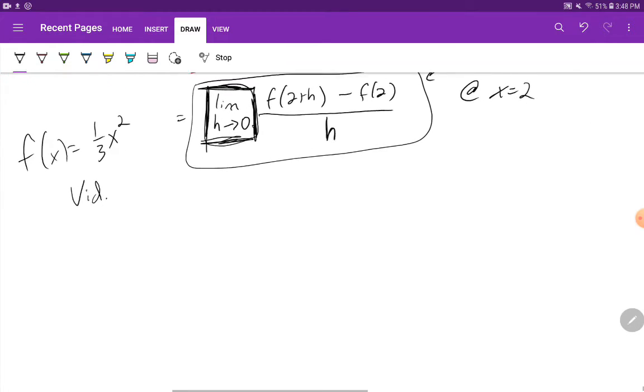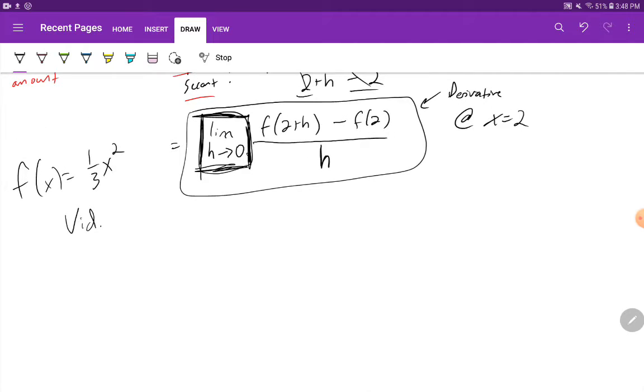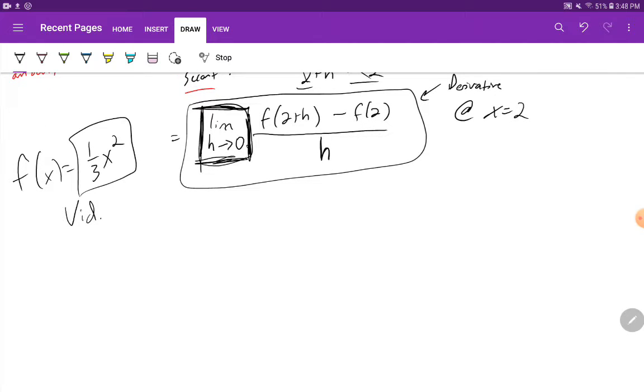So how do we use this thing? Well, if my function is 1/3 x squared, I am going to plug these values into my function. That's what this notation means. f of 2 plus h means I take 2 plus h, put it in for x, and see what I get. So why don't we do that? Let's take 2 plus h, put it in for x. Let's take 2, put it in for x, and rewrite this thing.